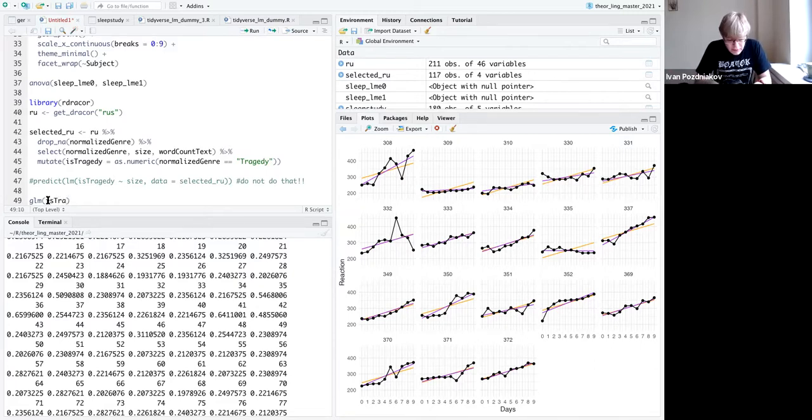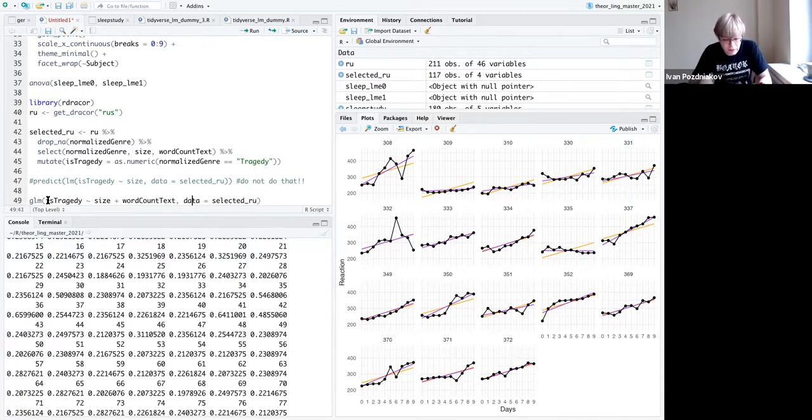And again, the syntax for the GLM function is very similar to the LM function. To the left, you have your outcome. To the right, you have your predictor or predictors. If you have several of them, that's okay. So it will be more or less the same. We can even write it down here. You can use size plus word count text, data selected true.